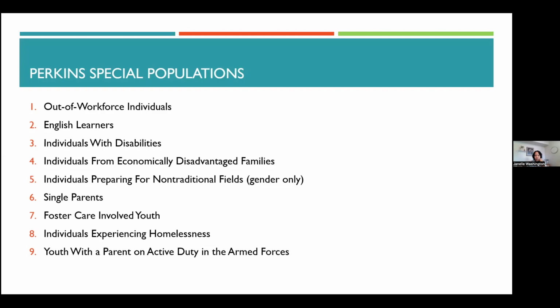And then obviously number 8, individuals experiencing homelessness, and that is why we're here today. With that, that's the alignment, where house liaisons and Perkins overlap.